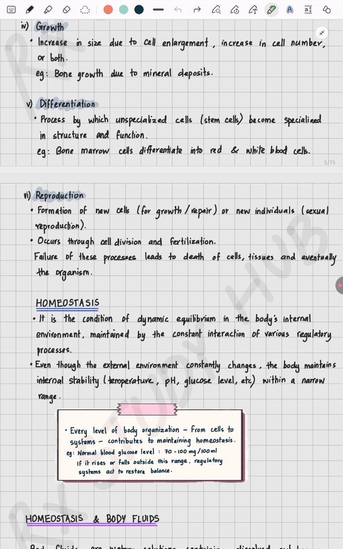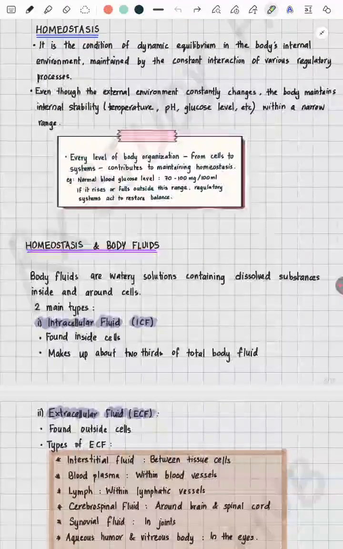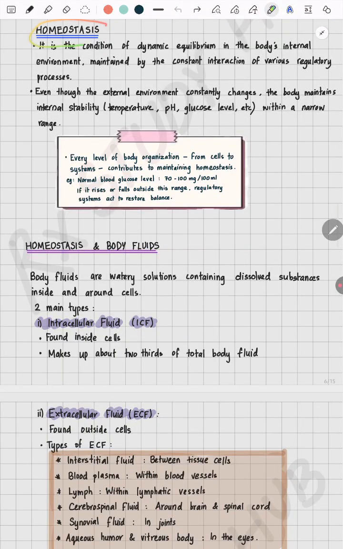Now we move to part 2, homeostasis. This is one of the most important ideas in physiology. Homeostasis means maintaining a stable internal environment. Even though the outside world changes constantly, our internal conditions must remain within a narrow, healthy range. For example, our body temperature stays close to 37 degrees, our blood glucose stays within a set limit, and our blood pressure is tightly controlled. When homeostasis is disturbed, disease begins.